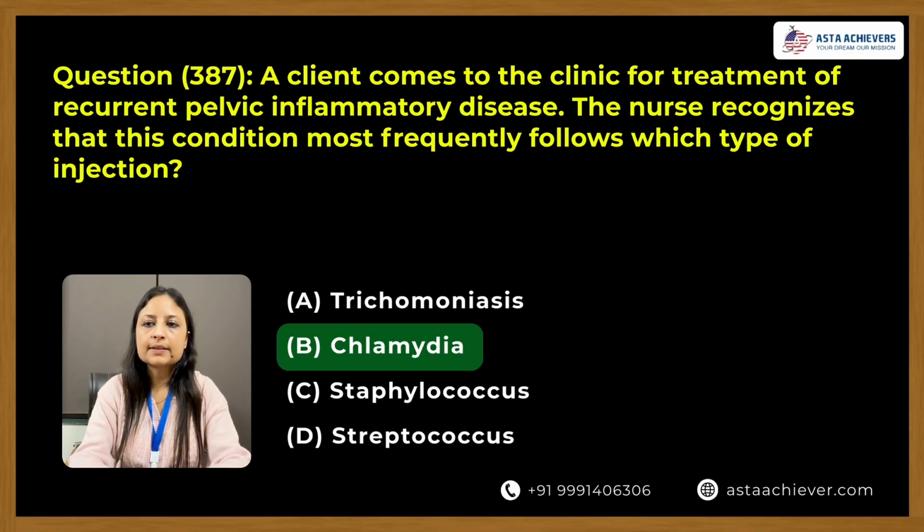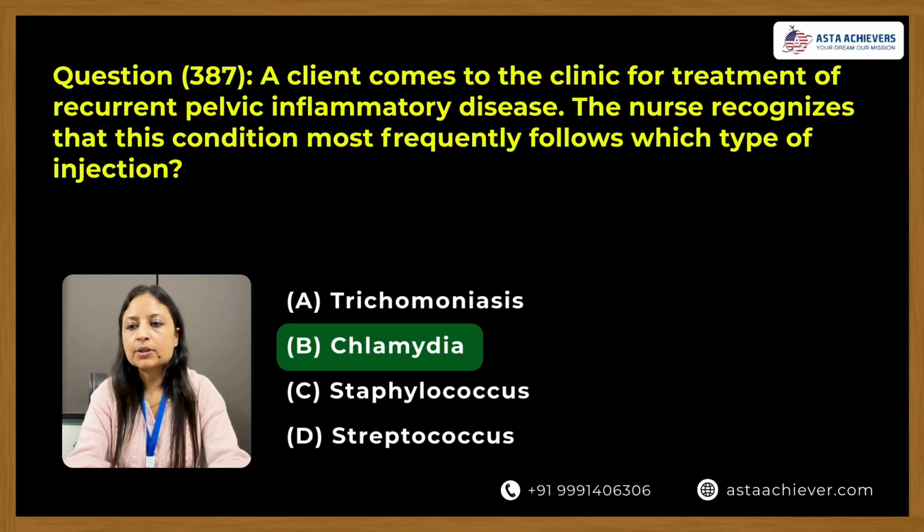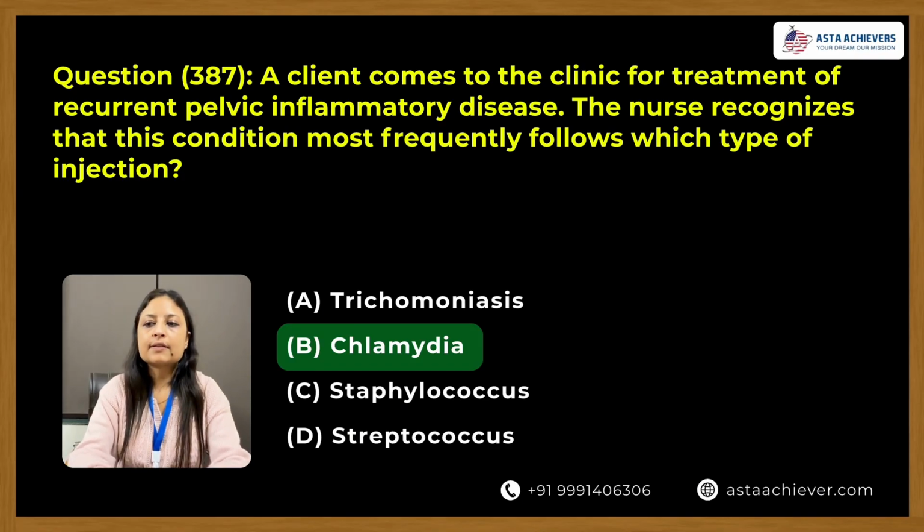Question number 387. A client comes to the clinic for treatment of recurrent pelvic inflammatory infection. So the nurse recognizes that this condition most frequently follows which type of infection? Option A, trichomoniasis, option B, chlamydia, option C, staphylococcus, and option D, streptococcus. So option B, chlamydia is the correct answer, because chlamydia infections are one of the most frequent causes of PID.